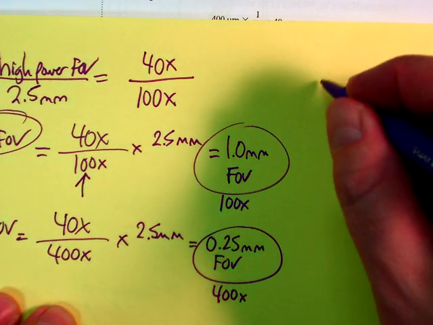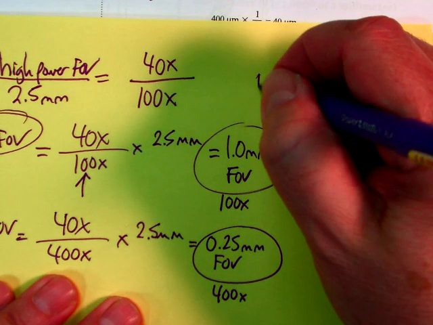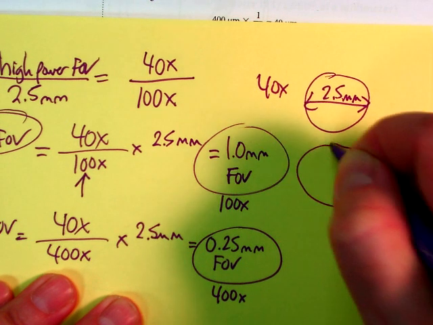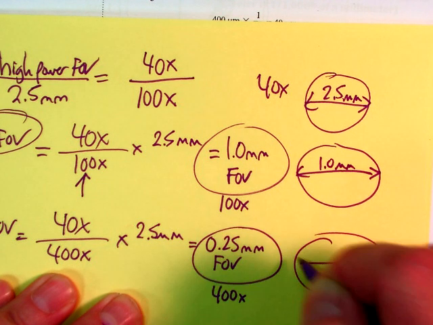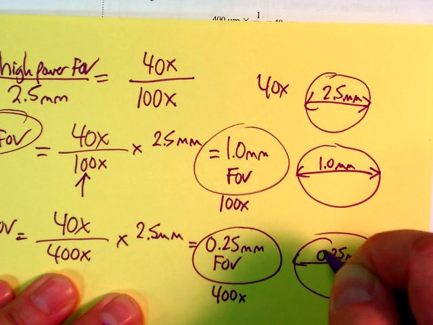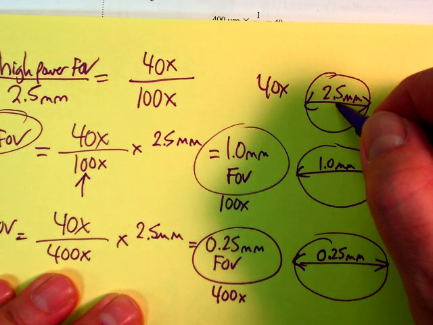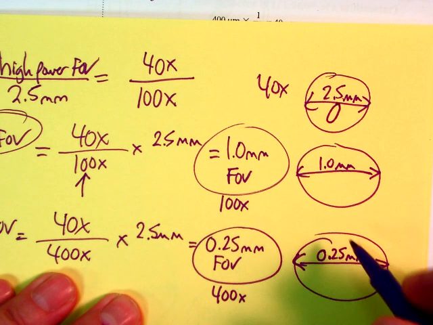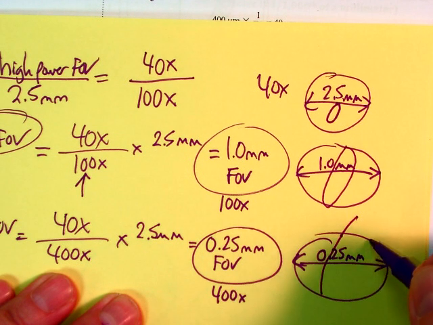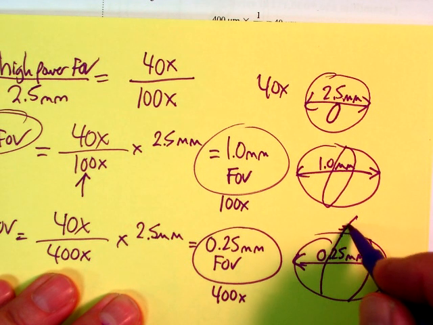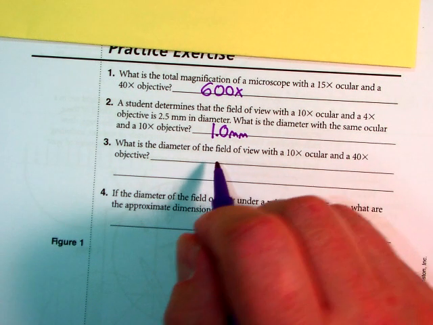So all it's telling you is that we already know that under 40x we can see 2.5 millimeters across. At 100x we can only see 1 millimeter across. And at 400x we can only see 0.25 millimeters across. So by using those calculations we can figure out if an object might be this big in that field of view, but in this field of view it's going to look this big, and in this field of view it might be much bigger, so we're going to see a very small portion of it. So we had 1, and then this answer is going to be 0.25.